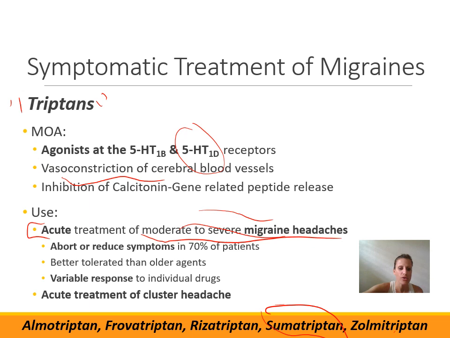Now, there is a variable response to individual drugs. What that means is that they're not all created equal for all patients. There aren't head-to-head trials saying that sumatriptan is always the best agent or that almotriptan is always the best agent. Different triptans work better in different patients. So you could have a patient that you try on sumatriptan, and the patient says it barely works at all, or it's not helping, or they're not happy with the response. Then you could try them on frovatriptan, and it could work beautifully. So don't give up after trying one medication. If it's not effective enough, try another one of the triptans.